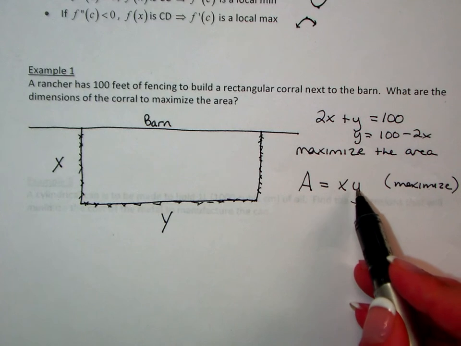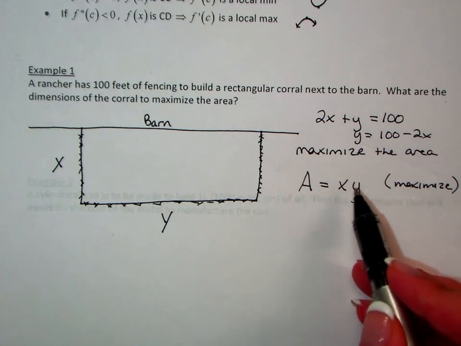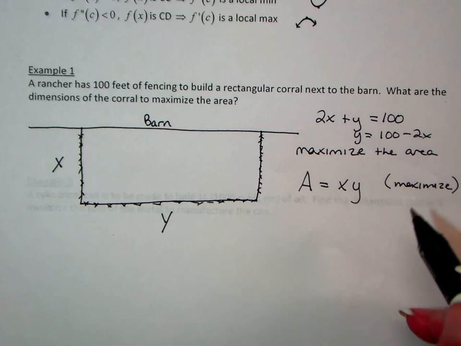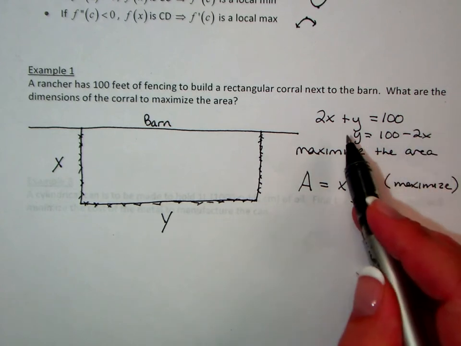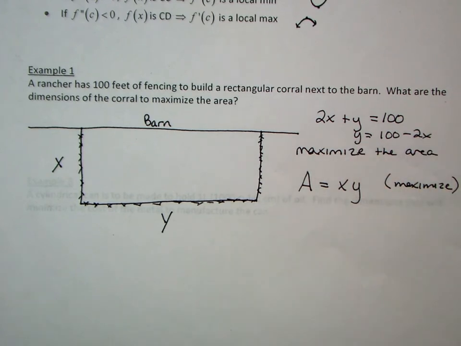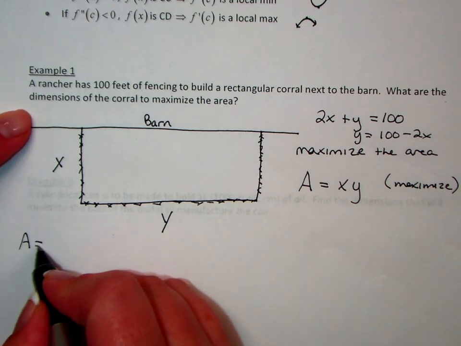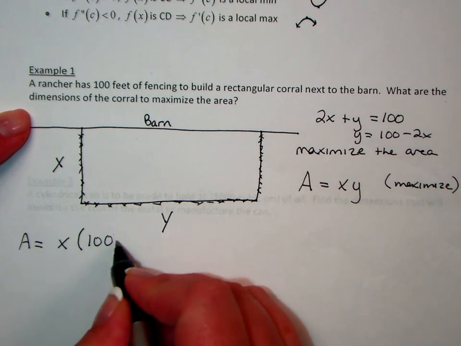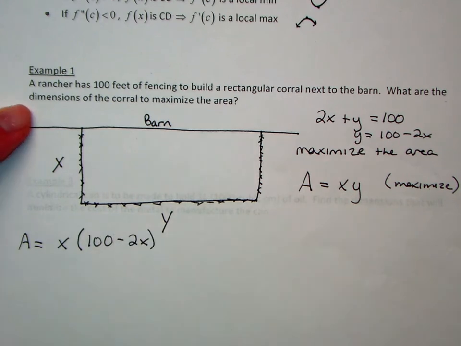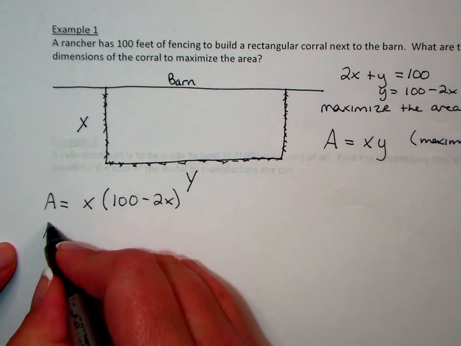So I'm going to make the substitution for y here. It really doesn't matter which variable we keep, but I just want to take the path of least resistance. Y was the easiest one to solve for. So now I have area is equal to x times 100 minus 2x. This is my equation that I want to optimize.